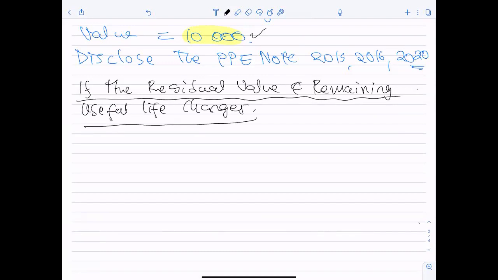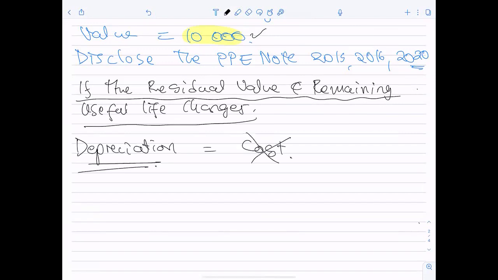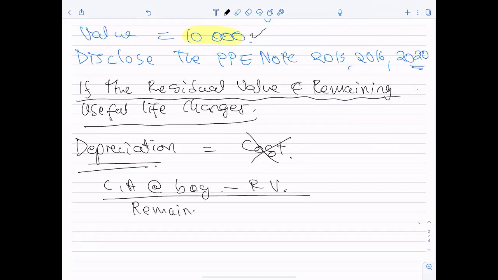Are we together? So when calculating our depreciation, we are not going to charge our depreciation based on the cost, because things have changed. So our depreciation is going to be charged based on the carrying amount at the beginning of the year minus the new residual value if they changed the residual value, divided by the remaining useful life at the beginning. Write that one down.